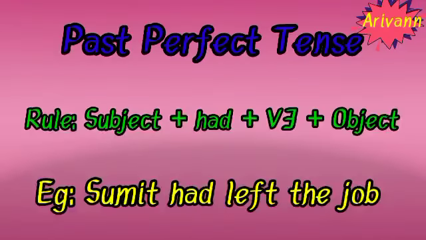Now see the next one, past perfect tense. To form past perfect tense, you need to follow this rule: subject plus had plus verb 3 plus object. Look at the example. Smith had left the job. Here the subject is Smith and you need to add had. Subject plus had. Smith plus had. Then left, which is the third form of verb leave, is given, followed by the object. In this way you need to follow the rule to form past perfect tense.